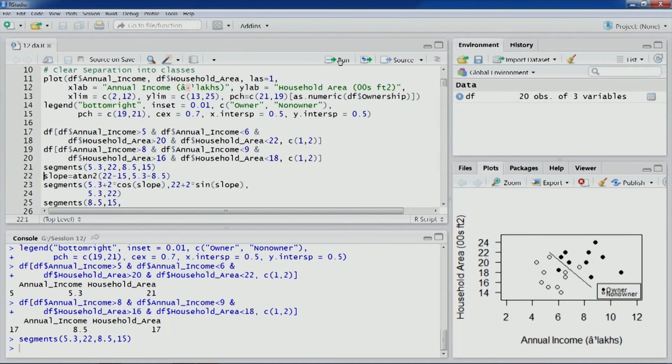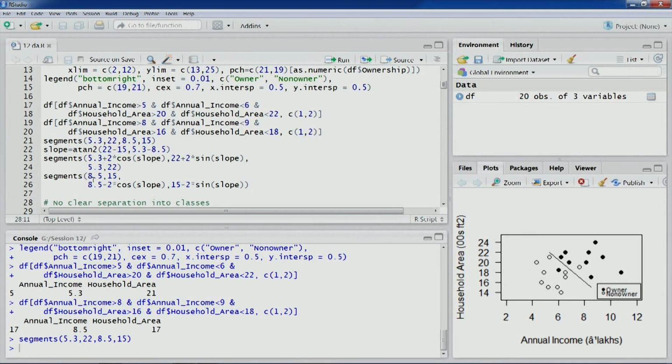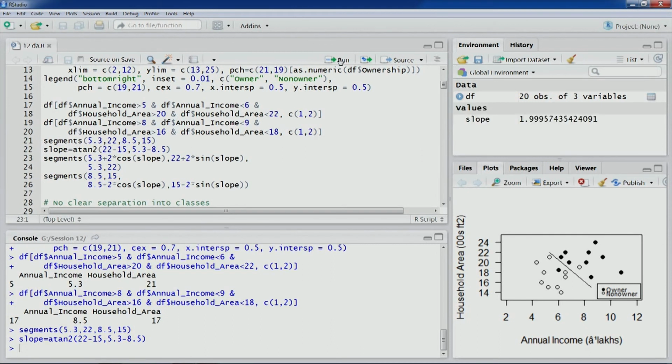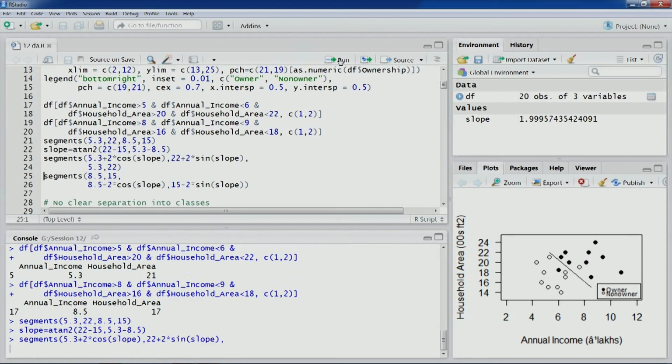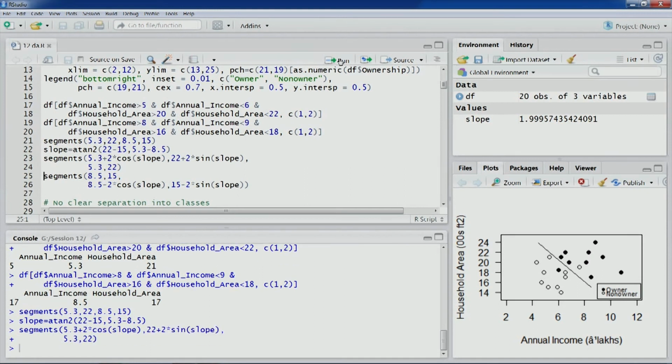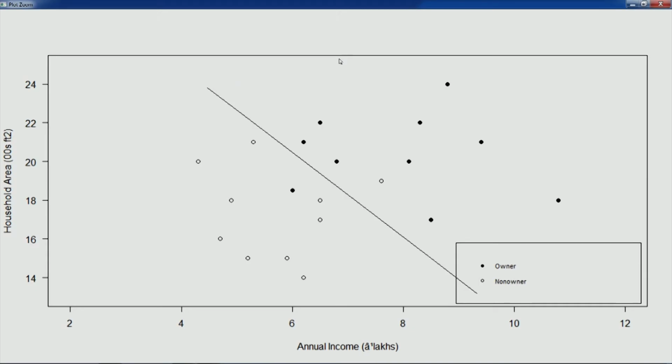So we can extend this line using a few lines of code here. You can see, using these two point coordinates that we have identified, we can compute the slope, and we can use this slope to extend this line further. As you would see, the line is being extended in the plot. You can see this line has been extended. So this is the line that we were talking about.